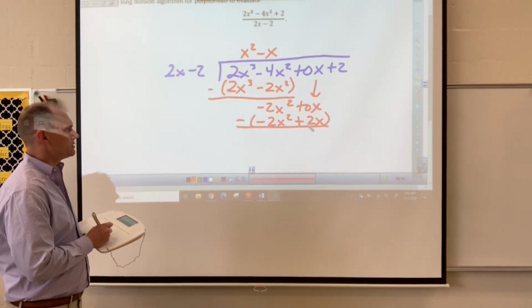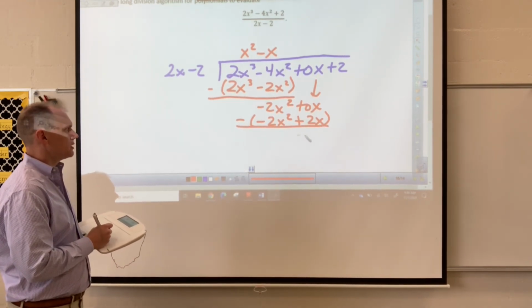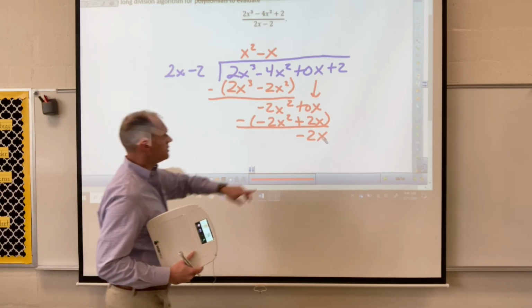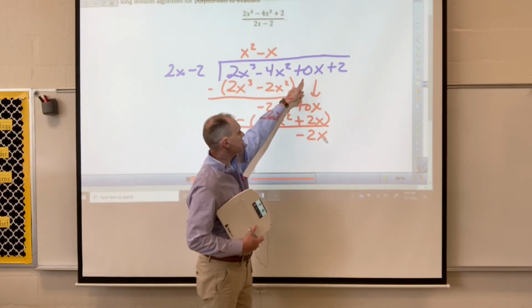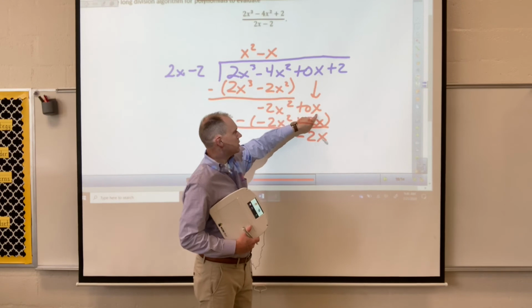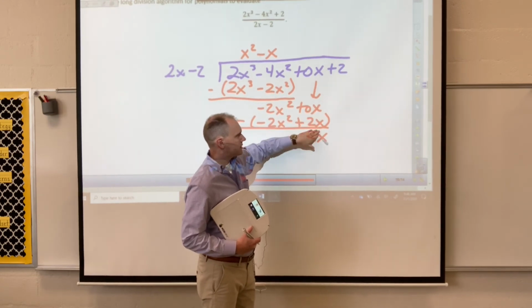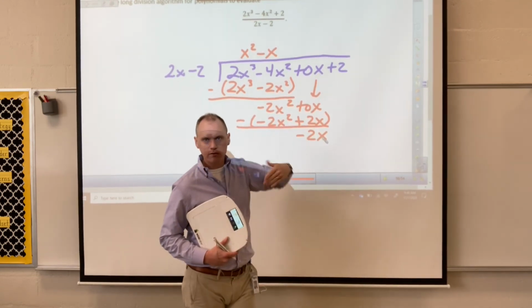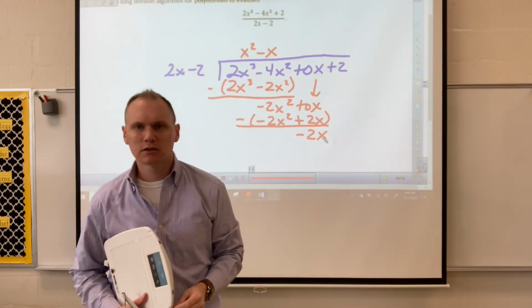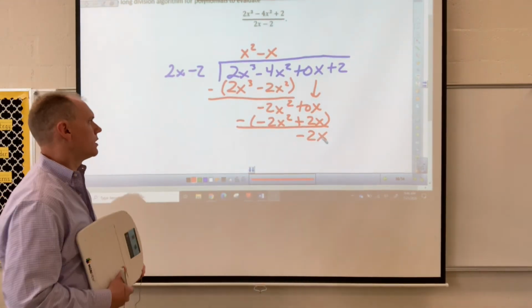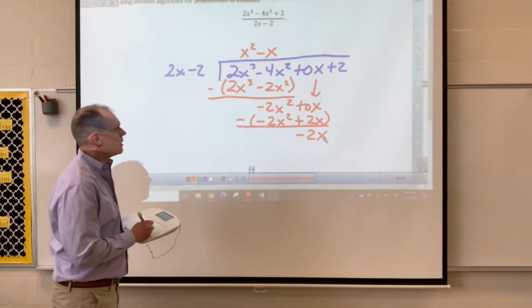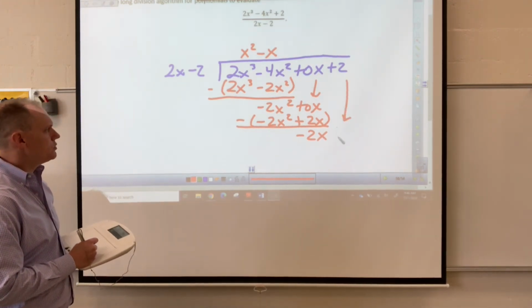0x minus 2x would be negative 2x. And here's why we had to put the placeholder. If you didn't put the placeholder in here, you wouldn't have like terms here. You wouldn't have like terms, so it wouldn't work out as cleanly as if you put the placeholder. All right, let's go ahead and bring down the next term of 2.